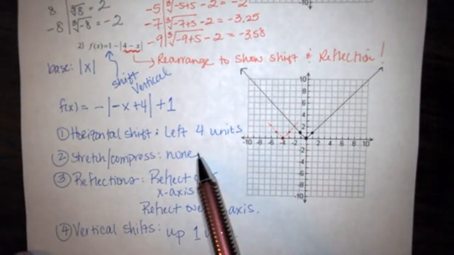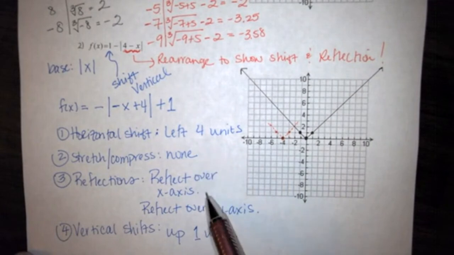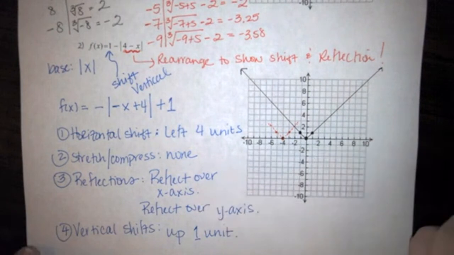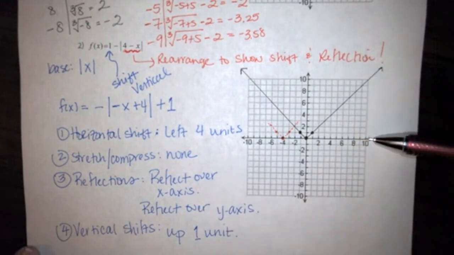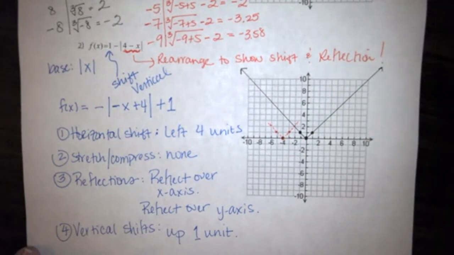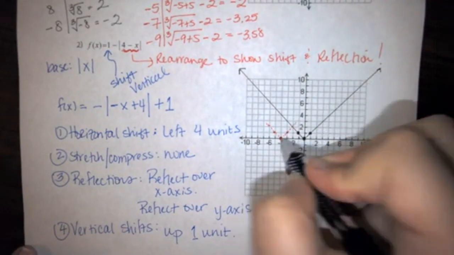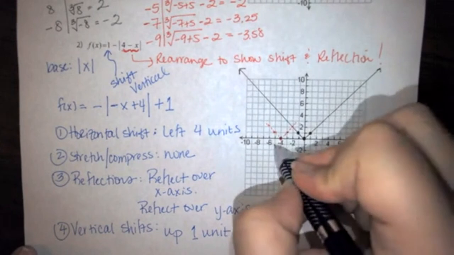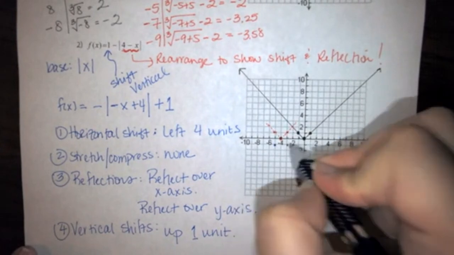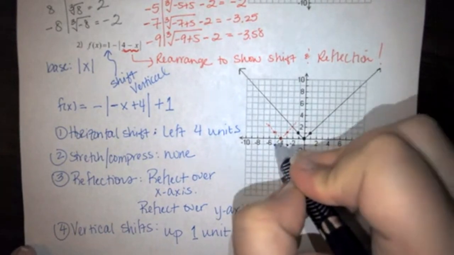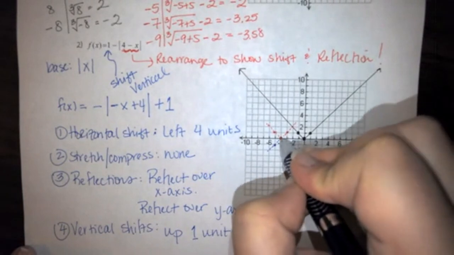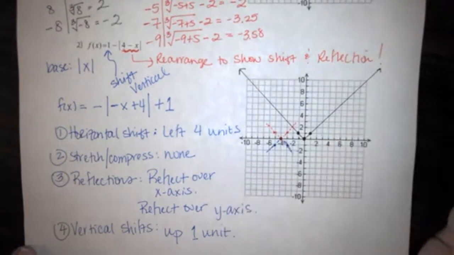Now from here I don't have any stretch compress, but I do have reflections. The first reflection that I have is to go over the x-axis. So this is my x-axis line. My x-axis line says that I'm going to fold my graph along that line, and I am going to reflect it down. So this point stays the same, but this point comes here, and this point comes here, making this that new graph based on the reflection.